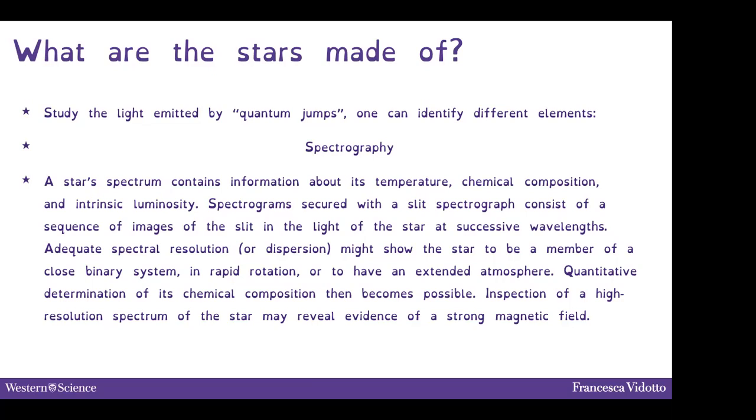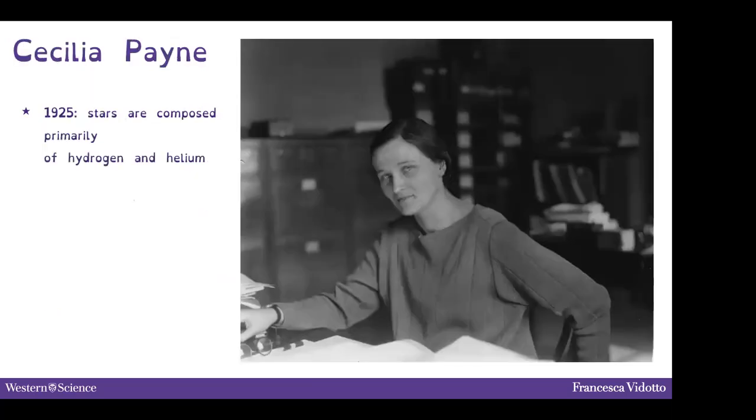By studying the lines that appear in the light that comes from stars, it's possible to derive what the stars are made of. In particular, something that was discovered only about 100 years ago is the fact that most stars are mostly composed of hydrogen and helium. Hydrogen and helium are the simplest possible elements.